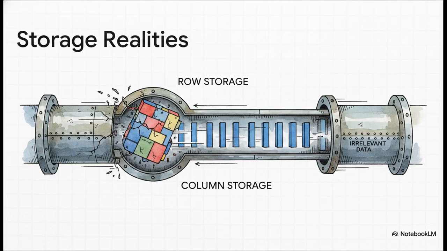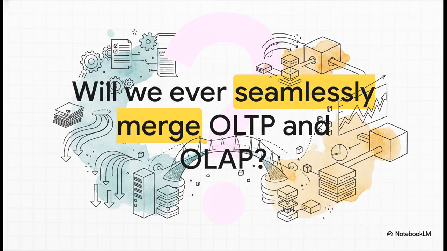Plus, because a column contains identical data types, like thousands of integers right next to each other, it can be tightly compressed. This minimizes disk reads even further and perfectly solves that exact bandwidth bottleneck that OLAP systems face. It's super clever. So, as database technologies keep evolving, we are starting to see emerging systems that attempt to bridge this gap, offering sort of hybrid approaches. But the raw physical constraints of hardware and access patterns remain deeply entrenched.